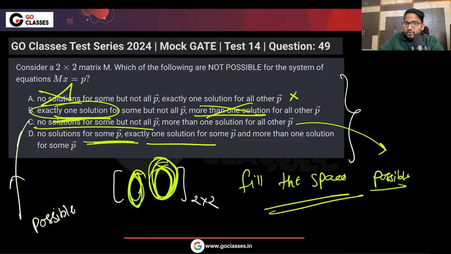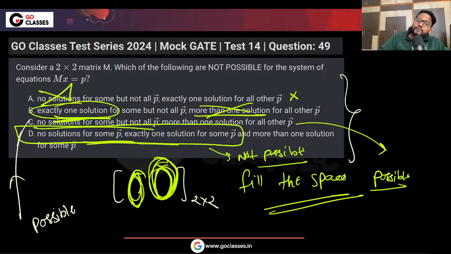And exactly one solution? No, that's not possible. Exactly one solution for p and more than one solution? No. So this line is not possible. If there is no solution, it means they are linearly dependent because it is 2 cross 2 or 3 cross 3, whatever. I mean, it is a square matrix. If there is no solution for some p, it actually means they are linearly dependent. Then exactly one solution is not possible in case of linearly dependent, right?